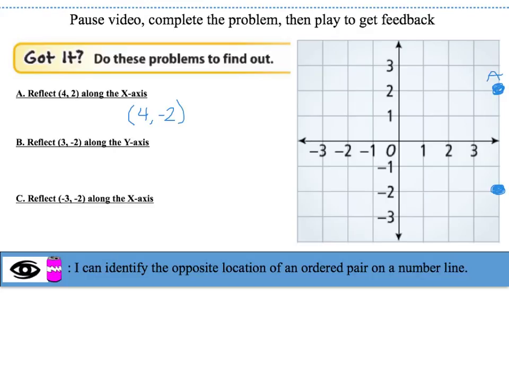So if you look at the graph, in blue is the answer for letter A. After reflecting over the x-axis, the correct answer should be 4, comma, -2. For letter B, we used yellow. After reflecting over the y-axis, the new ordered pair is -3, comma, -2. And then for letter C, we went ahead and graphed the points in black. After reflecting over the x-axis, the new ordered pair is -3, comma, +2.